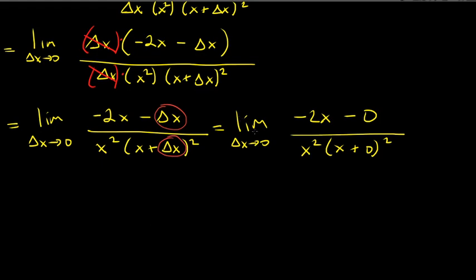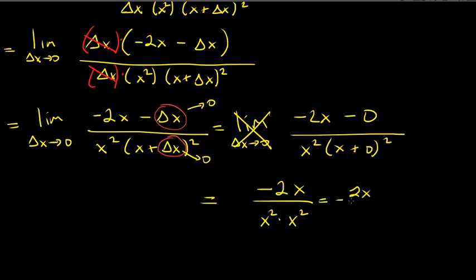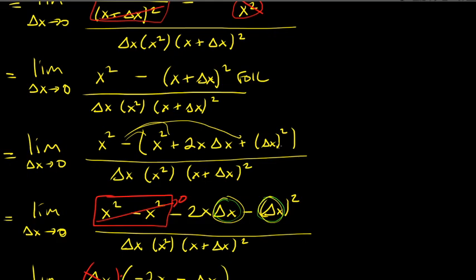Okay, oh, actually, we didn't need to take the limit. We're taking the limit now, right? By replacing delta x with 0, this is what we get, right? So this should be the answer. And notice the numerator is just a negative 2x. The denominator is x squared times x plus 0 squared, but x plus 0 is just x. And x squared times x squared is x to the 4th. But remember the rules of exponents. 4 minus 1 is 3. So this is just negative 2 over x cubed. And there's our derivative.